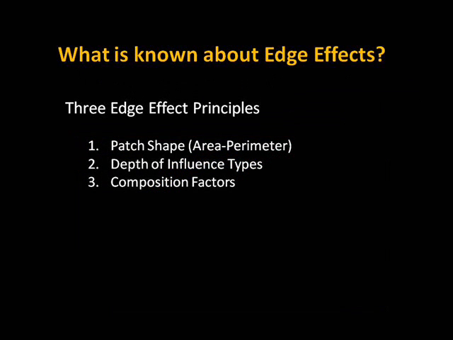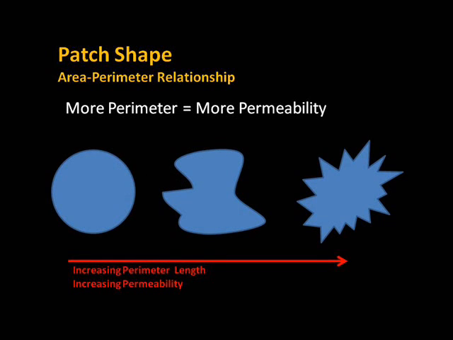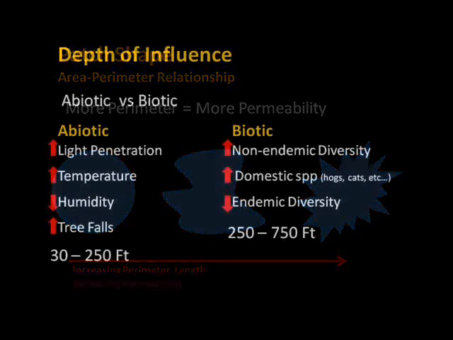What is known about edge effects? Several generalizations can be made about edge effects, including the influence of the patch's perimeter to area ratio, the depth of influence exhibited by various types of near-edge interaction, and the degree to which composition factors intensify edge effects. Patch shape, or the area-to-perimeter relationship exhibited by a patch, is a leading factor in determining that patch's susceptibility to edge effects. The greater the length of perimeter shown by a natural community or ecological patch, the more that particular community or patch experiences biotic and abiotic disturbance.